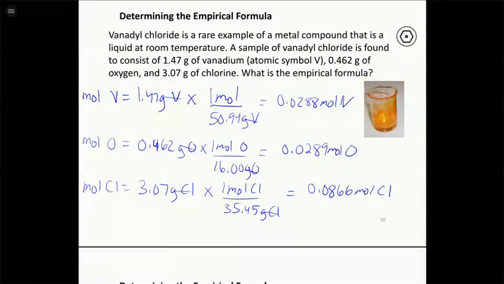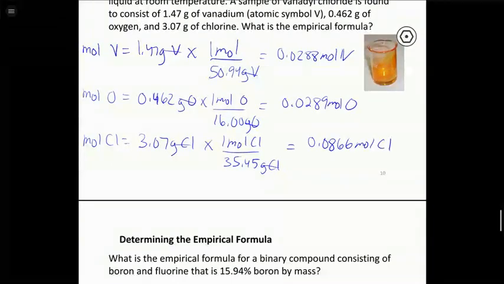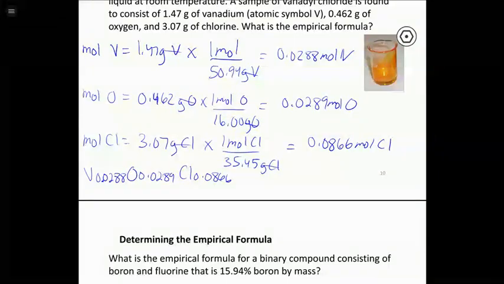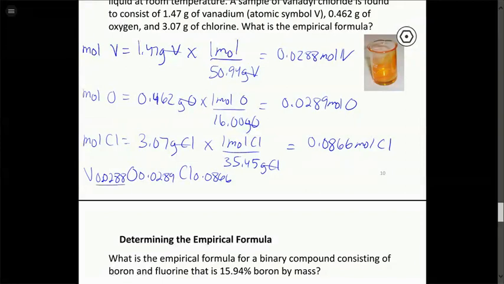So we can just write an empirical formula with those. But remember that empirical formulas are going to be conventionally reported with whole numbers. So if we write the formula as V 0.0288, O 0.0289, Cl 0.0866, that's obviously not a correct way to report an empirical formula, which would be in whole numbers. So the way that we convert these to whole numbers is we divide all of them by whichever one is the smallest. So the smallest one is vanadium, which is 0.0288. So we divide all of these coefficients, all these subscripts by 0.0288.